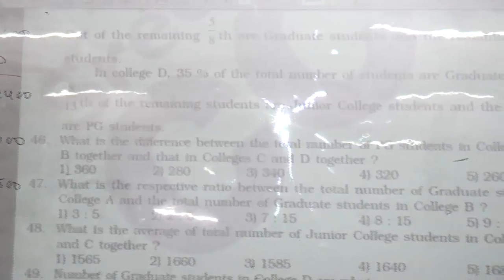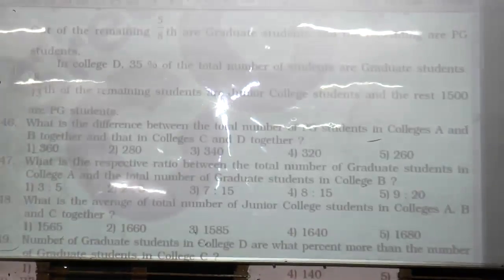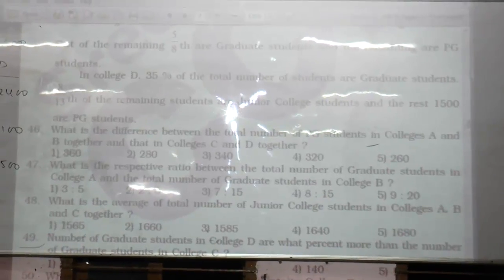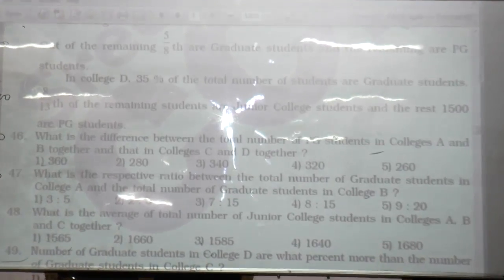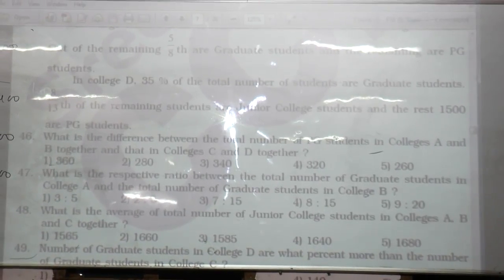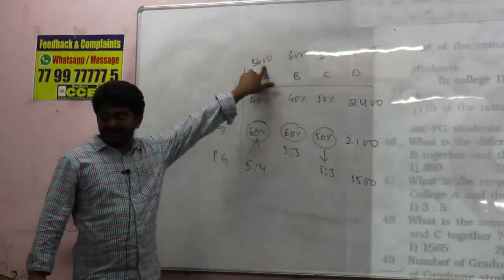46. What is the difference between total number of postgraduates in college A and B together and that in colleges C and D together? This is about postgraduates. In terms of percentage, it is 60%. Let's calculate 60%. Half plus 10%. Half of this number 1800 plus 360.